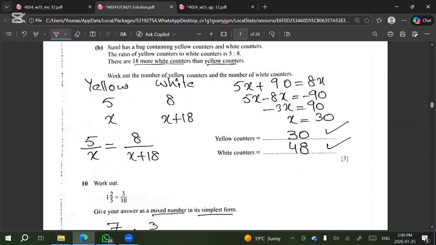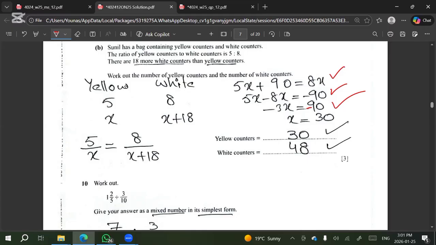Cross multiply. So you will have 5X plus 90 equals 8X. 5X minus 8X will be equal to minus 90. Minus 3X will be equal to minus 90. Minus minus will be cancelled, so X will be equal to 30. Once I know the value of X, the value of the white counters is 18 more than the yellow ones. So if the yellow ones are 30, then the white ones are 18 more. So 30 plus 18, that's 48. So the yellow counters are 30 and the white counters are 48.